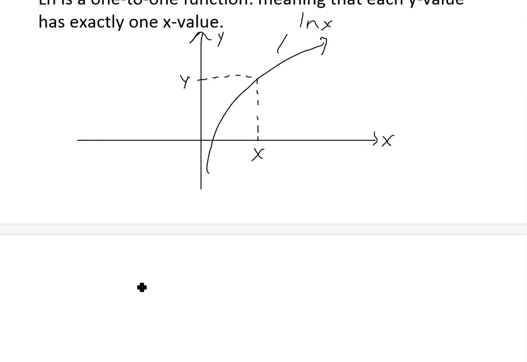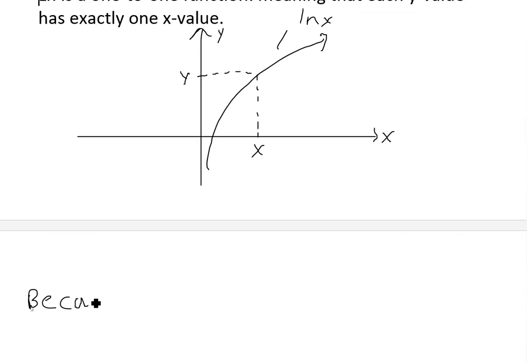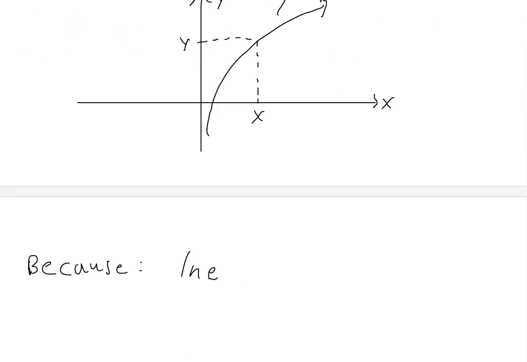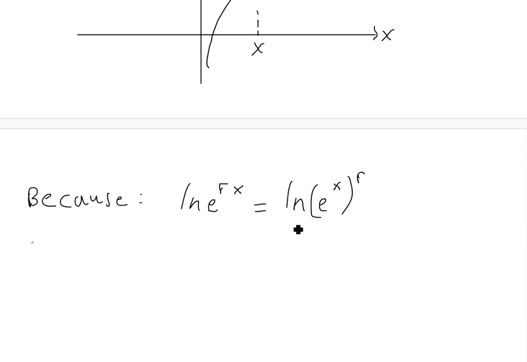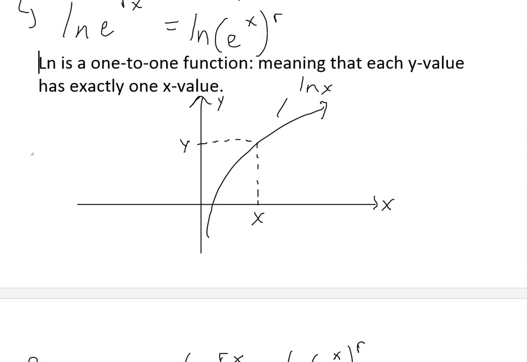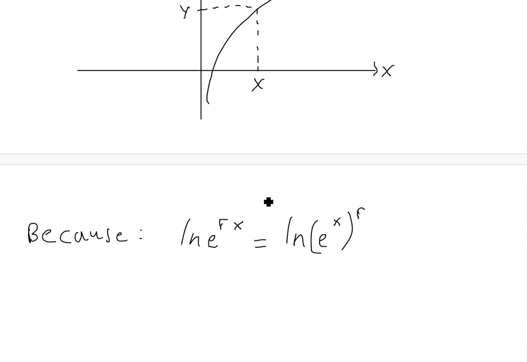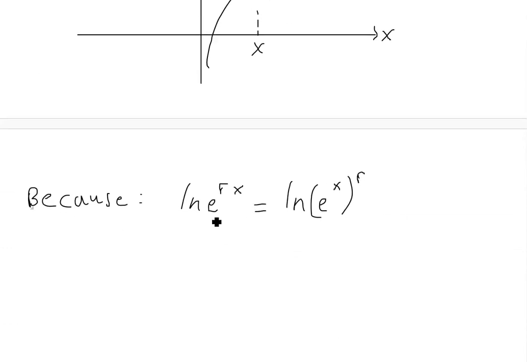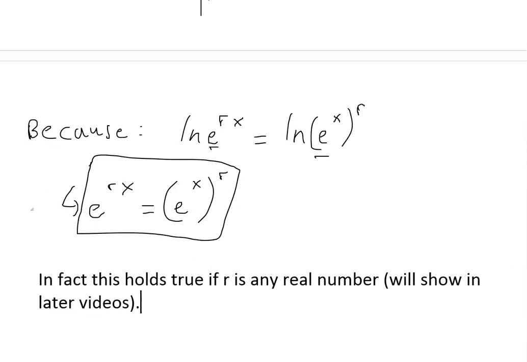So we know that ln of e^(rx) is equal to ln of e^x, and now in brackets r. Because this is true, and this could be considered as the y value, this just means that it has only one x value. So if it's only one x value, this means that these inner x values have to be the exact same. So we get e^(rx) equals (e^x)^r right here. And that's basically our proof for the third law.